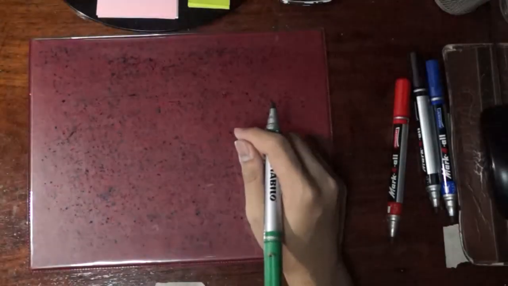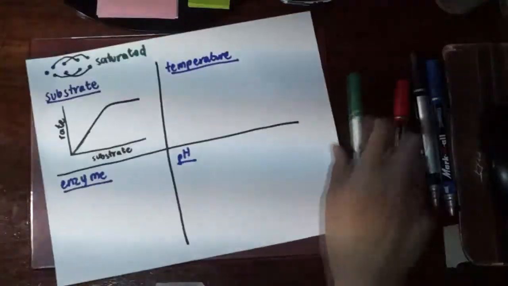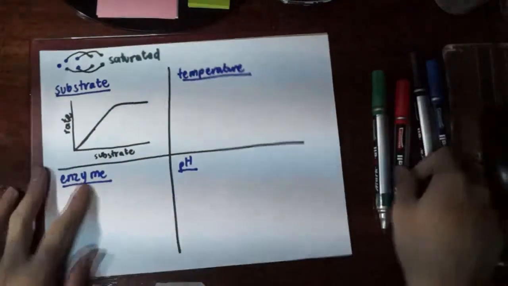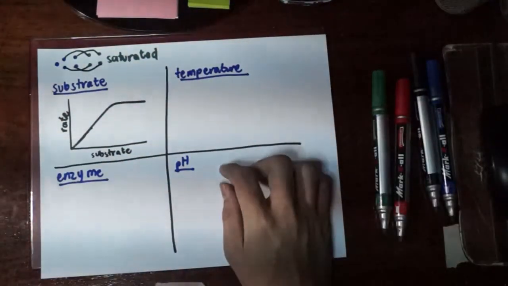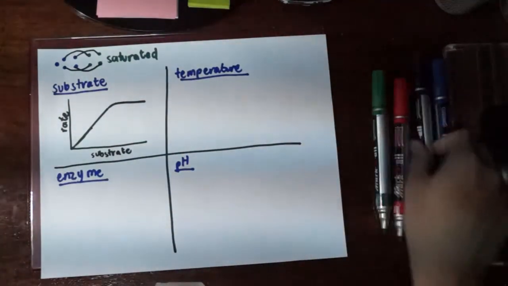So that's it for the substrate. Alright. By the way, you call this curve here a hyperbola, right? It's a hyperbolic curve. Hyperbolic.